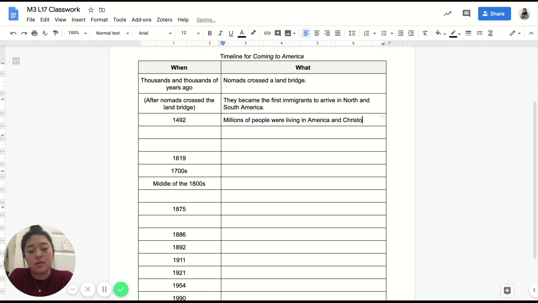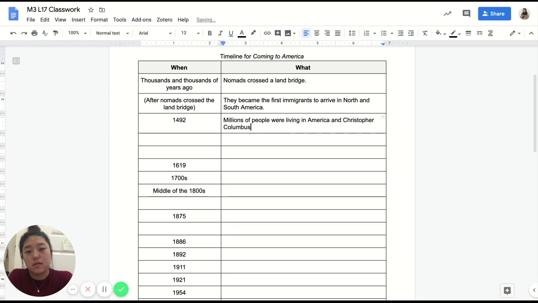and Christopher Columbus arrives. Okay, just to clarify, not discovering America, but he arrives in America, which is important to history because it changes the dynamic and what happens to the people who are already living there. Okay, and we can talk more about that some other time. But today's point is to fill out this timeline from this text. Okay?